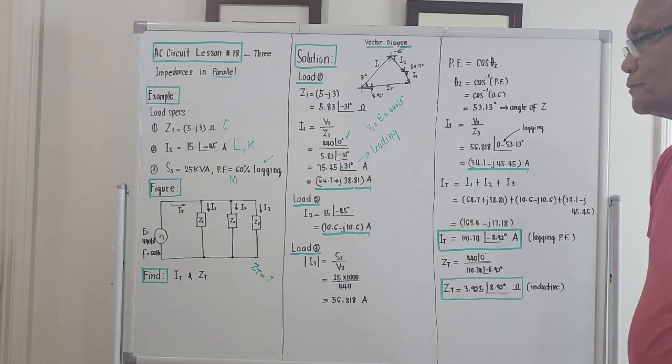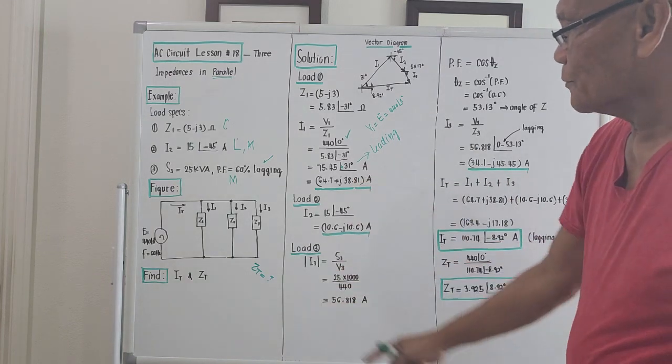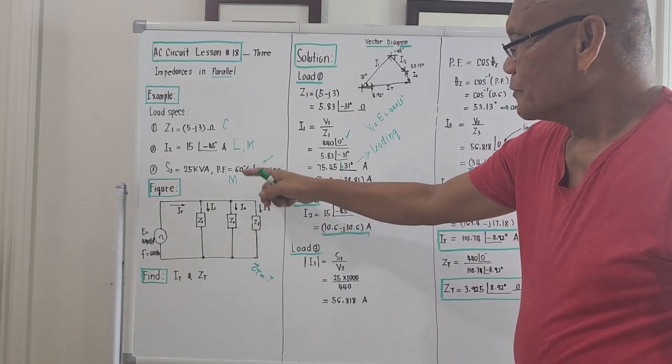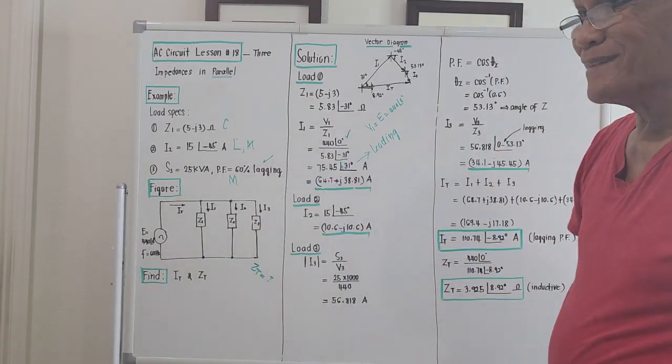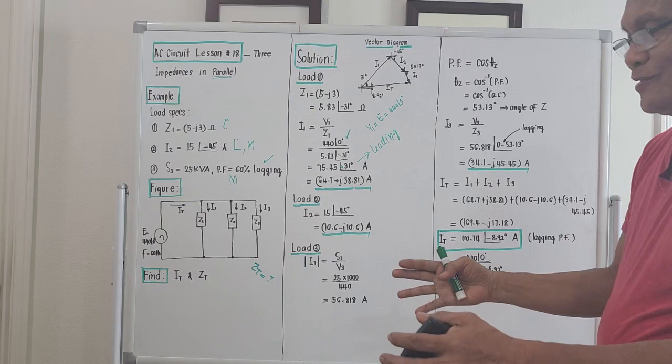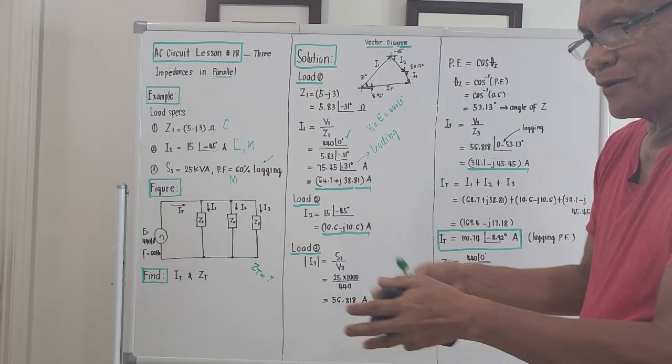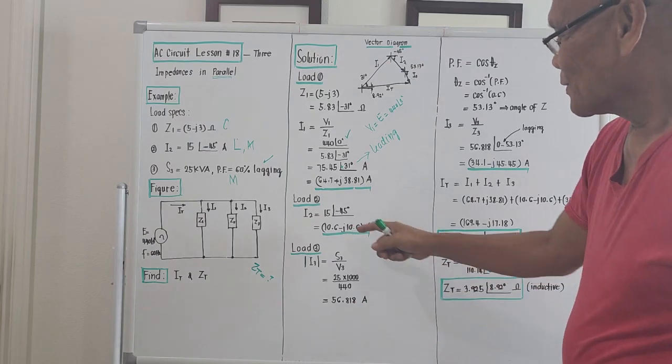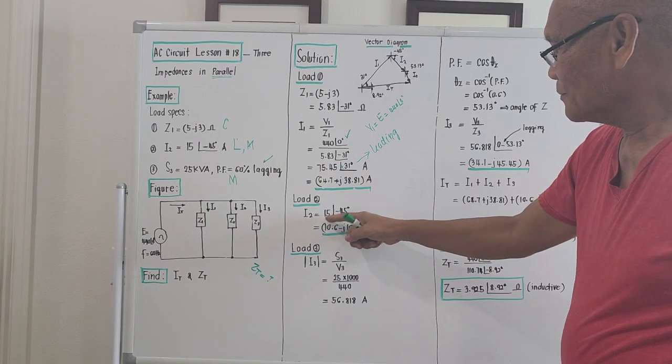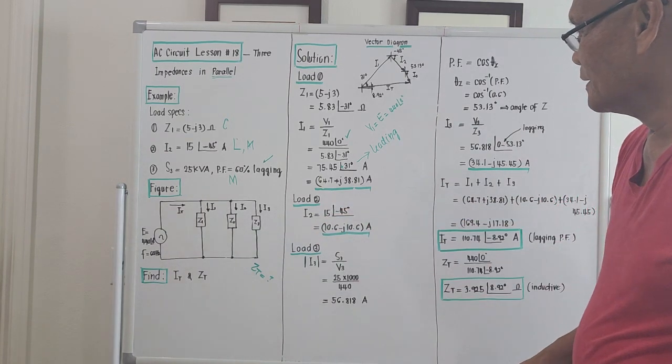Load number 2, there's no problem with load number 2 because what is given for load number 2, we are now given the current, right? So this problem here got a variation, right? For load number 2, the current is 15 at minus 45 degrees amperes.